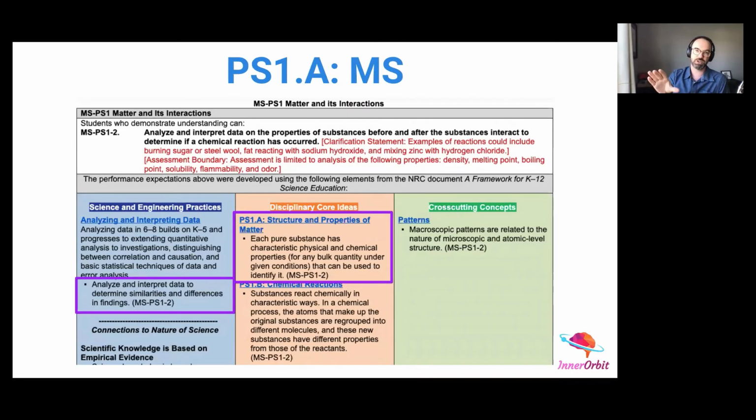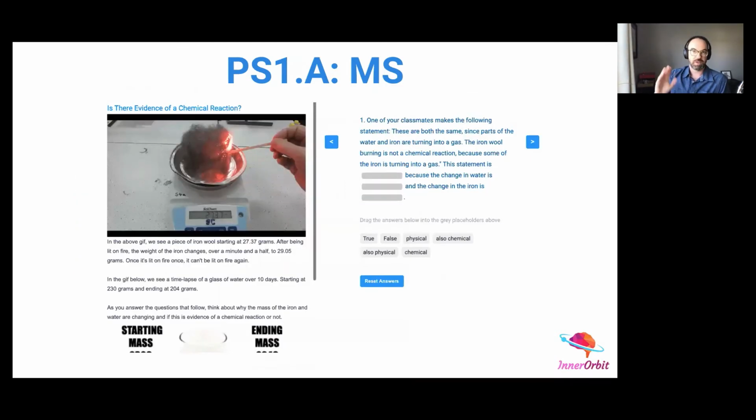The first one that we're going to look at covers MS-PS1-2, and we're just looking at the DCI and the SEP, so analyzing and interpreting data, and structures and properties of matter. So we have a big question here with this prompt, and it's, is there evidence of a chemical reaction? There's a GIF of iron wool burning, and mass is clearly changing over time. It is becoming more massive over time as it burns. And then below that, there's an image or a GIF of a cup of water evaporating over the course of several days.